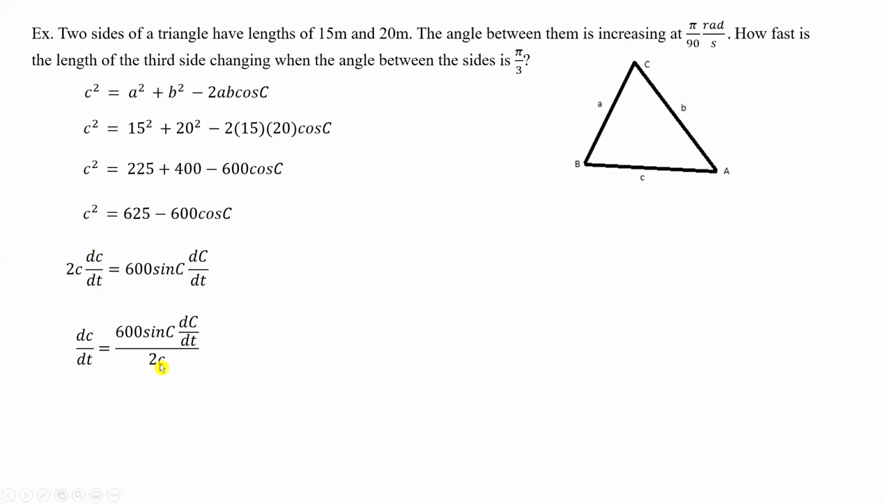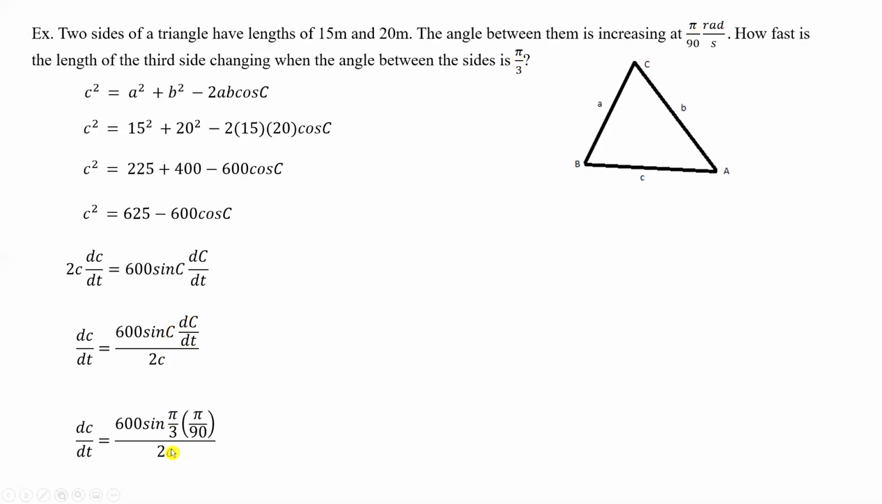Now plug in anything you know. The derivative of the angle, that is change in angle over time, that'll be pi over 90. Angle C is the pi over 3, which we're allowed to plug in now because we have taken a derivative. Unfortunately, we don't know what c is.